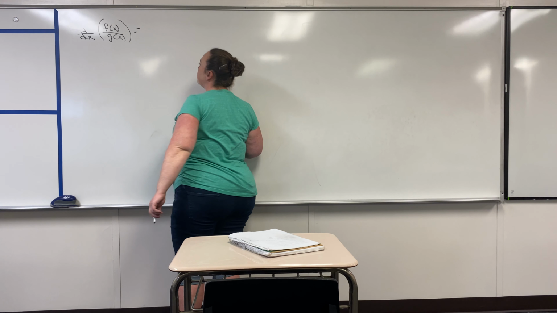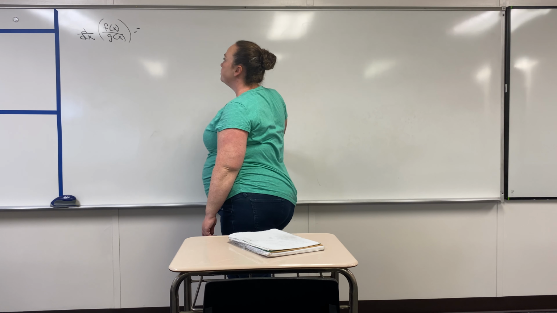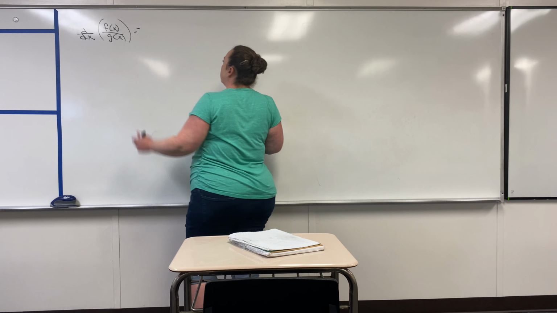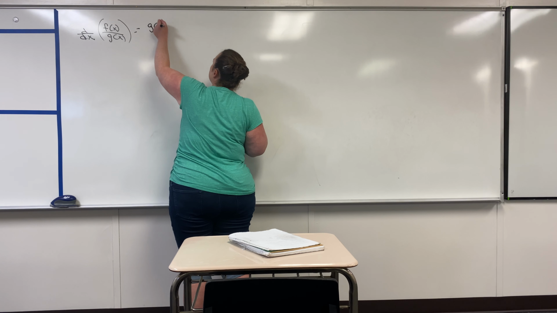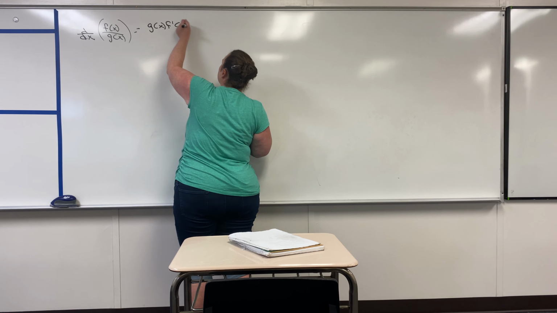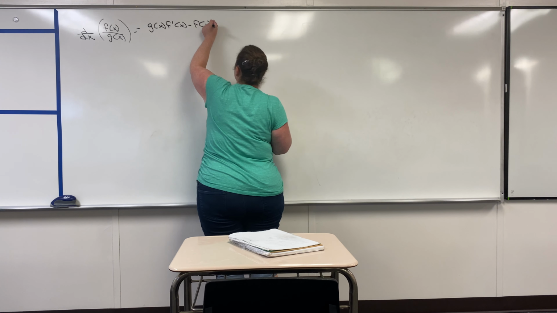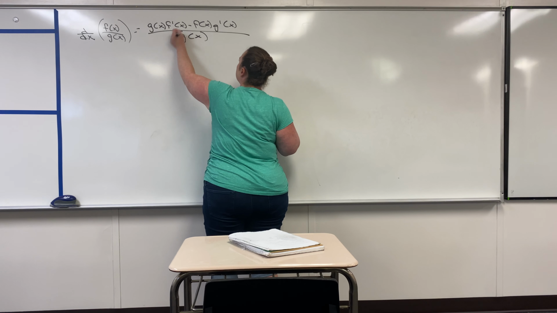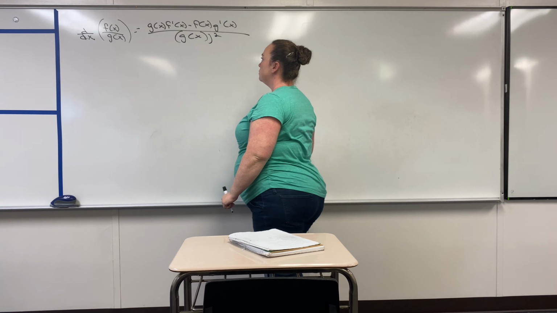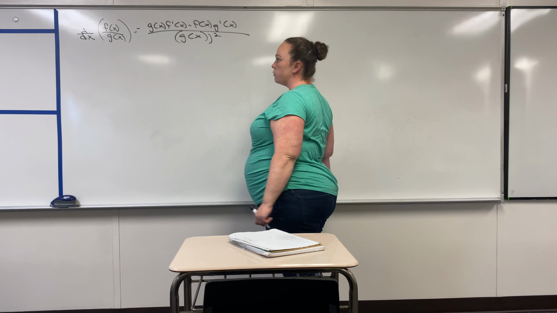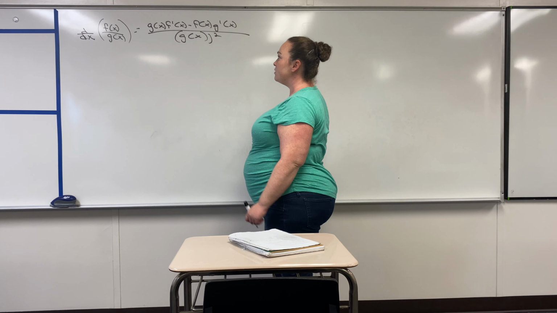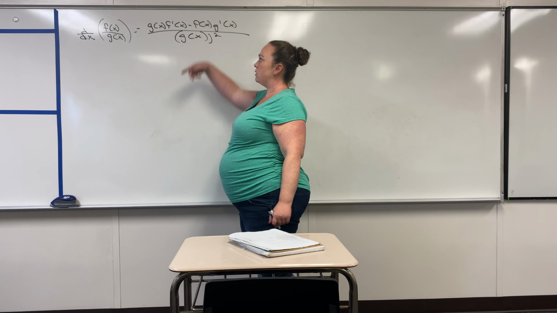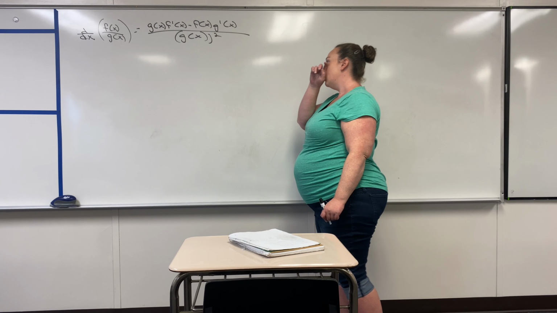So when you are trying to find the derivative of a quotient, it is bottom, derivative of top, minus top, derivative of bottom, over bottom squared. Way uglier than product rule. Plus, there's a minus in the middle, so you can't mess with the order on the top, okay?